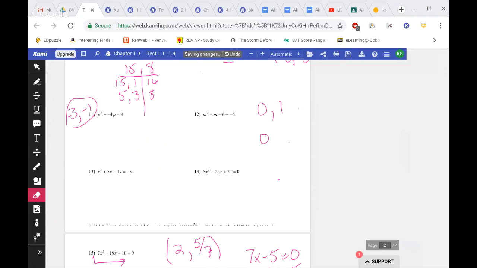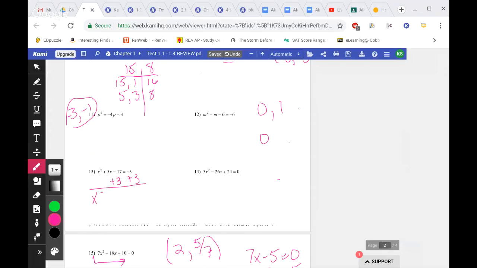All right. So, number 13, once again, it's not quite in standard form, in that the -3 is to the right where there should be a 0. So you need to add 3 to both sides.